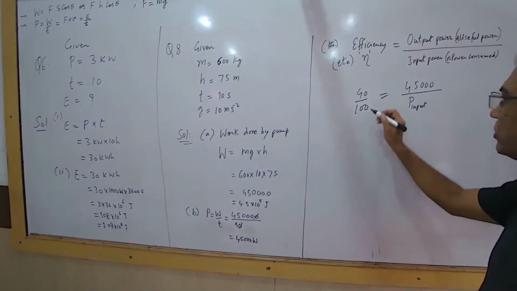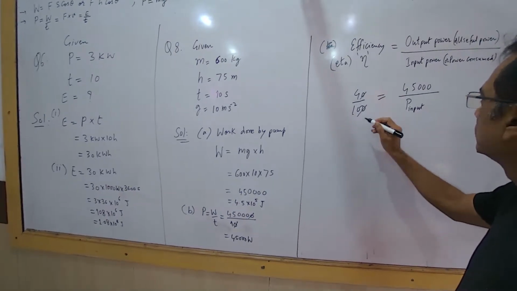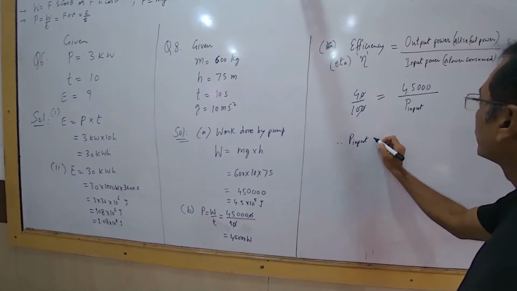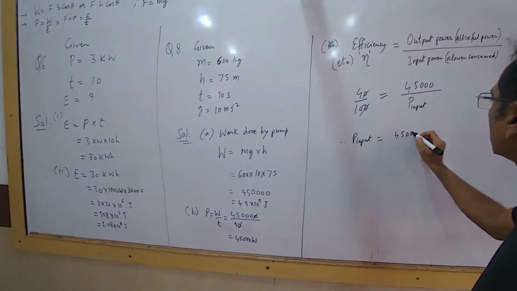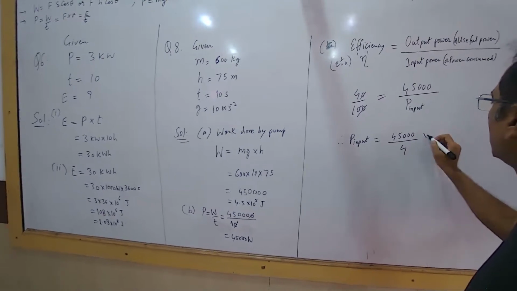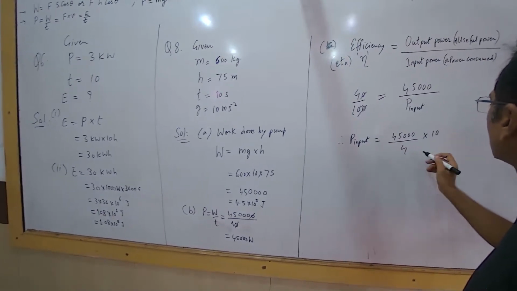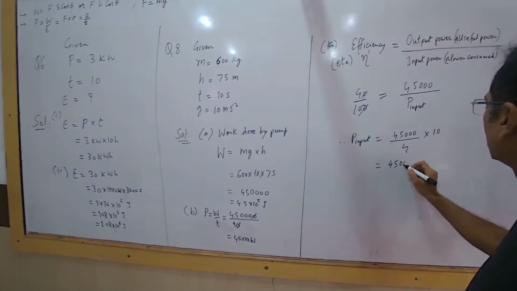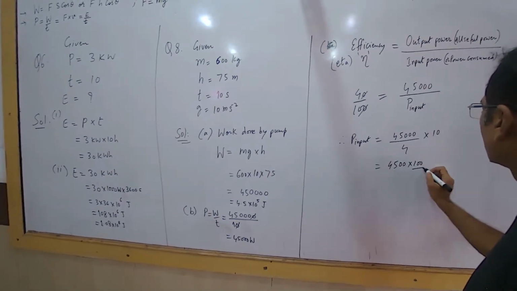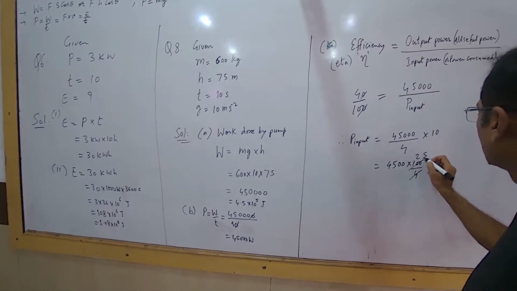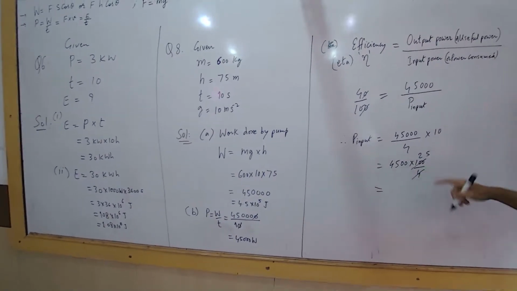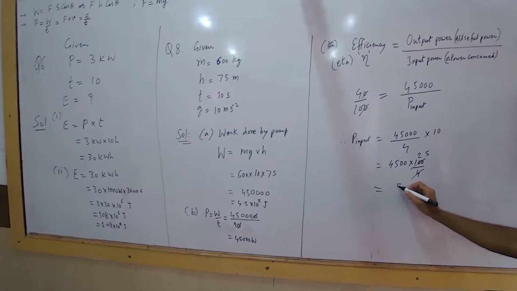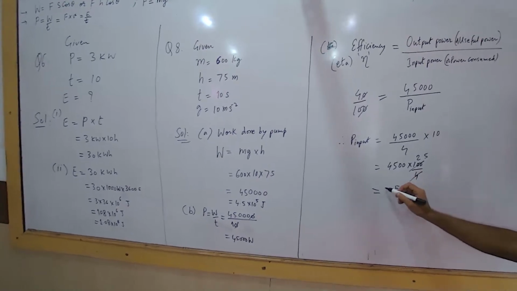So what is input, therefore? P input is equal to 45,000 divided by 4 into 10. So how much is this? You can use 450 into 100 by 4, right? So do smart calculation. 100 by 4 will be 25. So 25 into 45. 25 fives are 125. 25 fours are 100. 112.